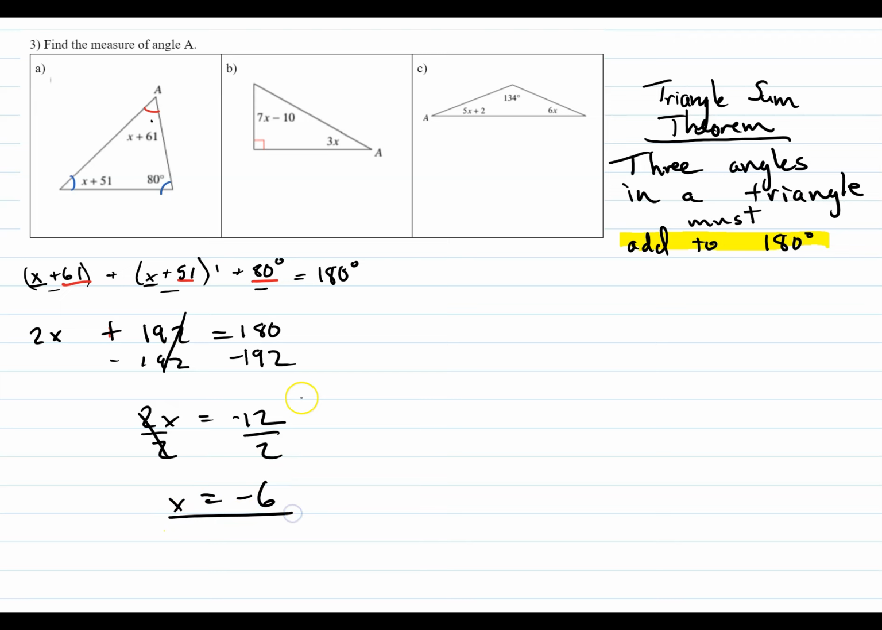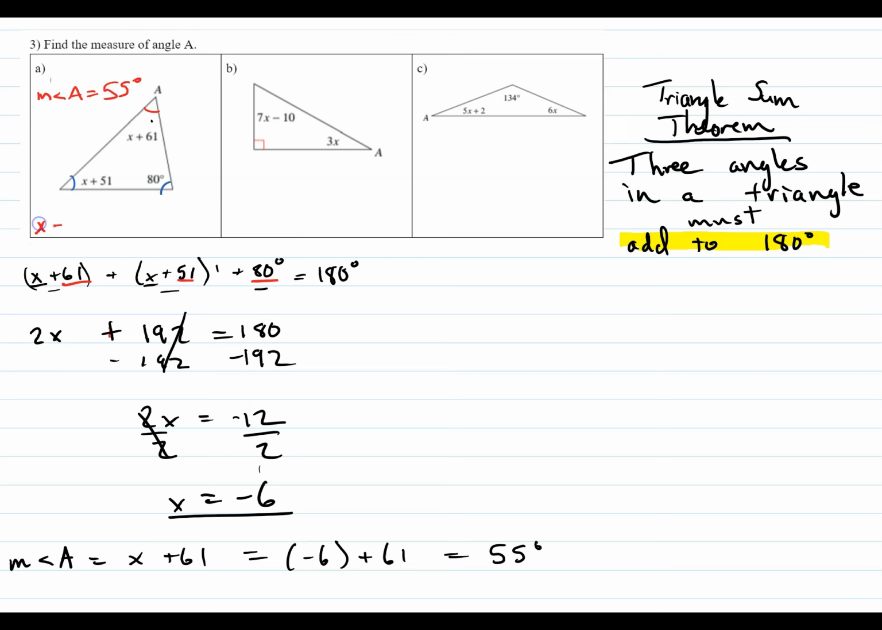Now, you might be thinking, wait, negative 6? You can't have a negative degree measure. But this is not angle A. Angle A, the measure of angle A, is equal to x plus 61. So you have to plug in negative 6 to actually find out how many degrees angle A is. So this is negative 6 plus 61. And negative 6 plus 61 is 55. So after you plug in x as negative 6, the correct answer is the measure of angle A equals 55 degrees.